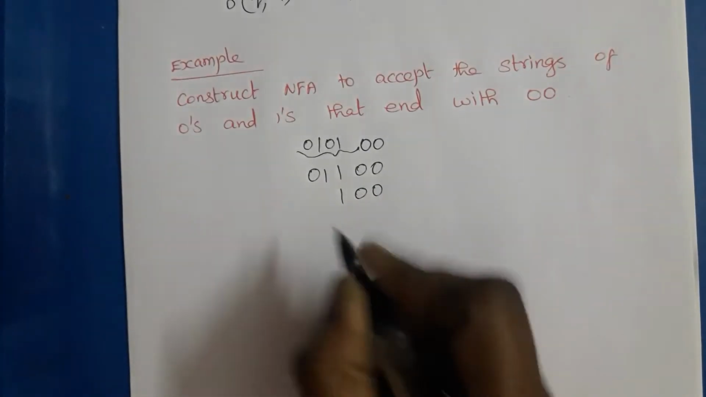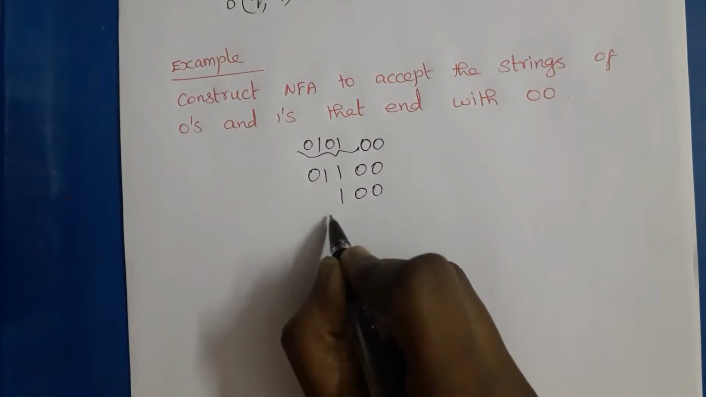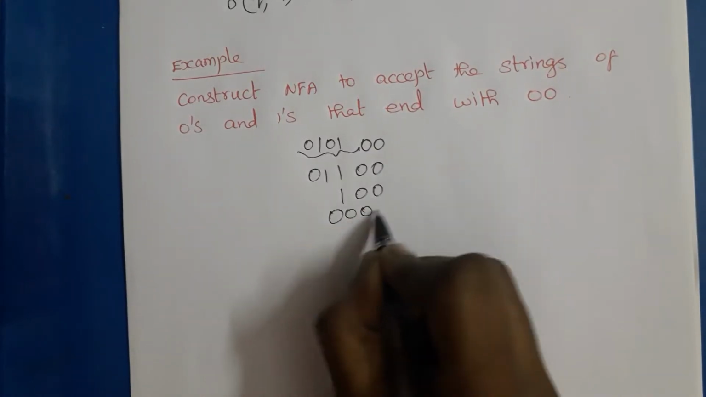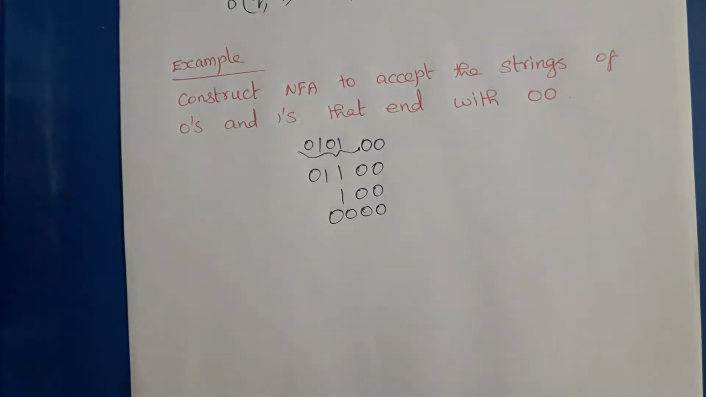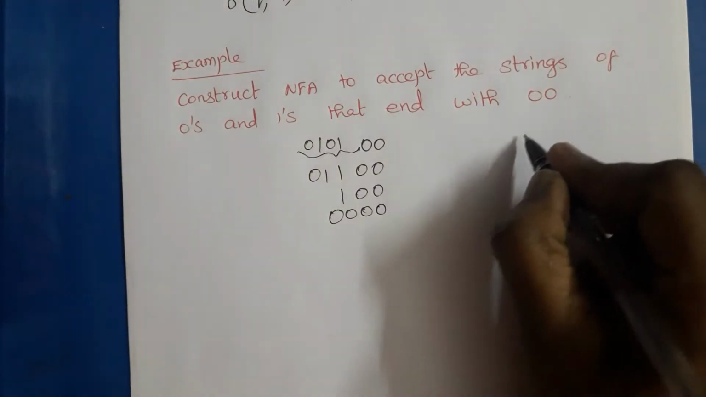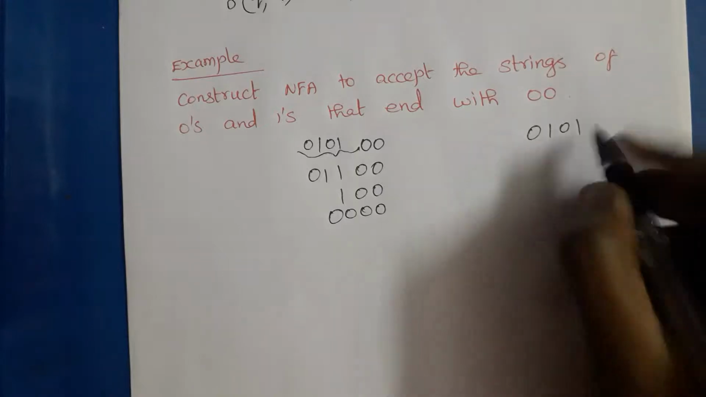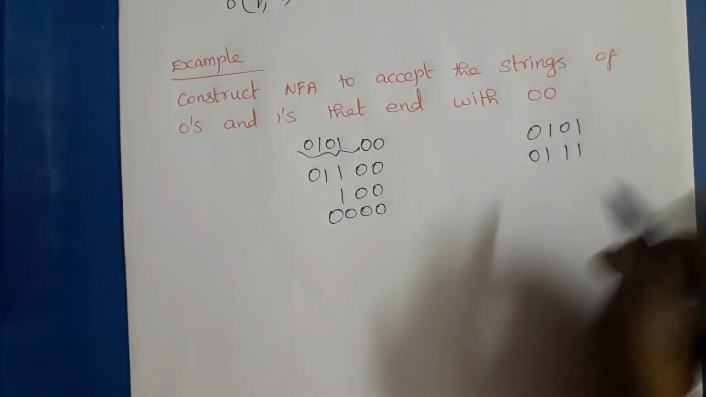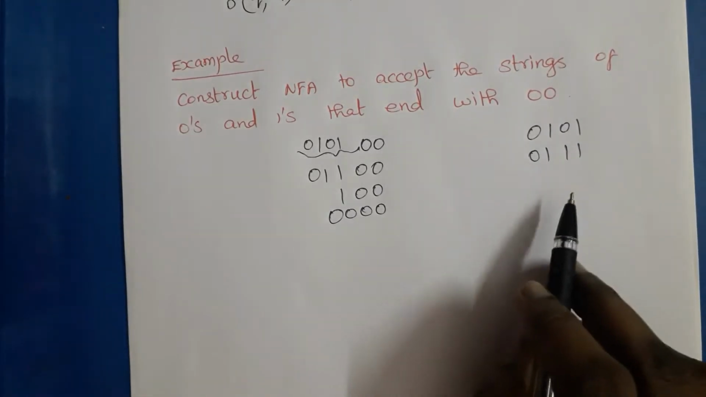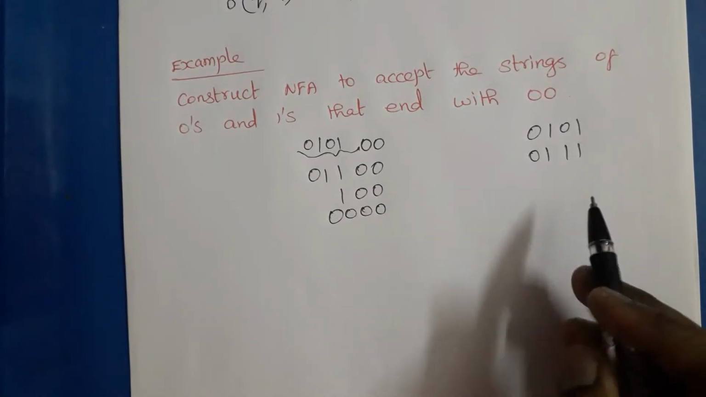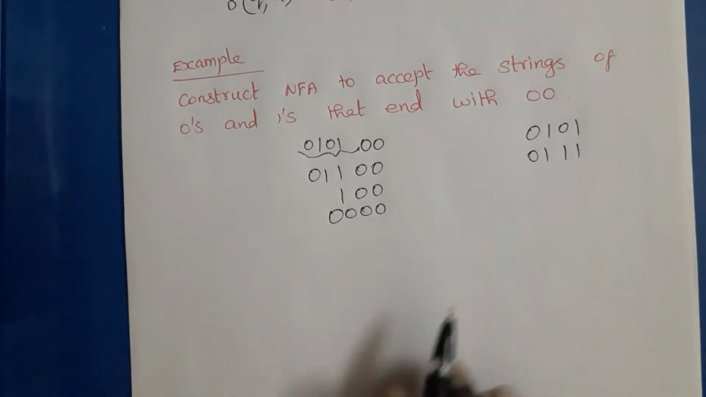0, 1, 1, 0, 0, 1, 0, 0. These types of strings must be accepted by our NFA. And if the string ends with 0, 1 or 1, 1, or some other input string, it should be rejected by our NFA. So we have to construct an NFA for this.